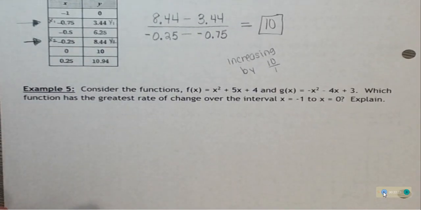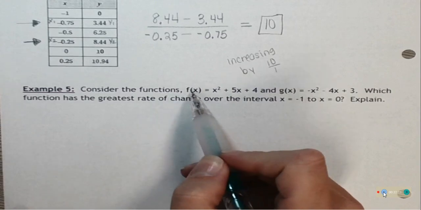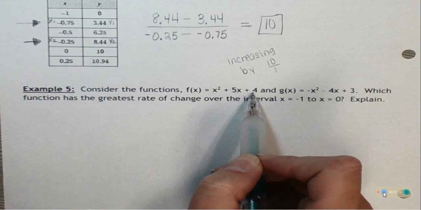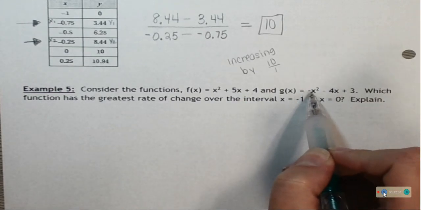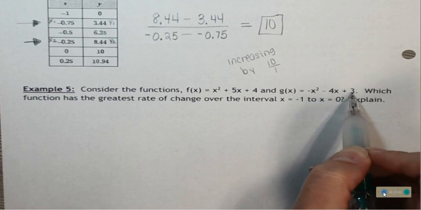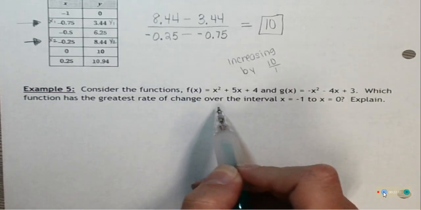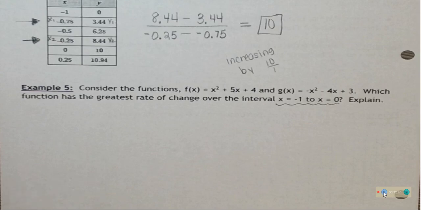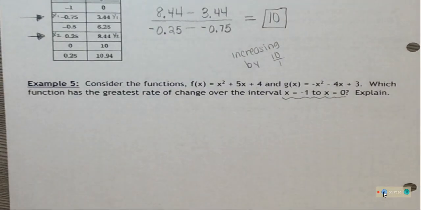It says, consider the functions. Now, f of x equals x squared plus 5x plus 4, and g of x equals negative x squared minus 4x plus 3. Which function has a greater rate of change over the interval negative 1 and 0? Explain. So, consider the functions f of x and g of x. Which of those, f of x or g of x, has the greatest rate of change over the interval negative 1 to 0? I'm supposed to be comparing.